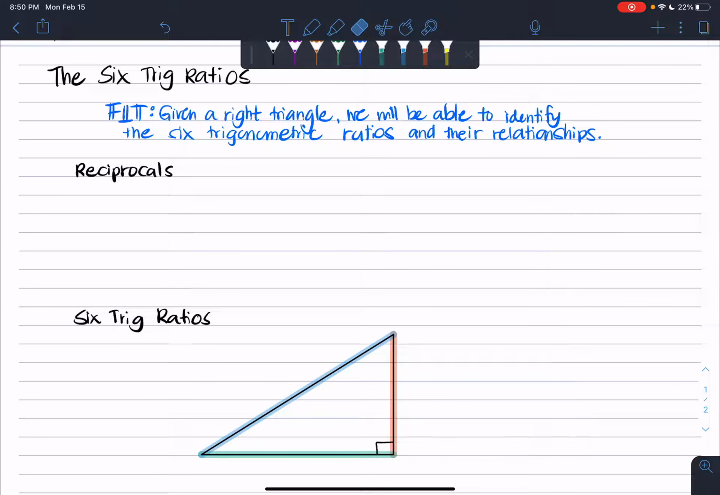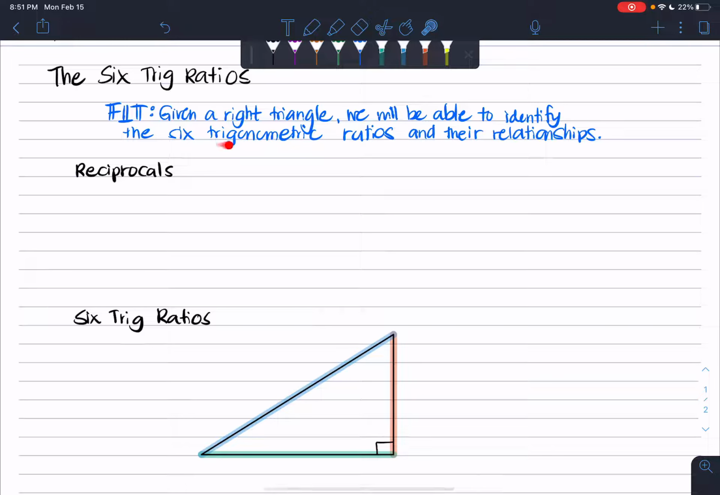Good morning, everyone. So what we are looking at today is called the 6 trig ratios. So let's look at our FLT. Given a right triangle, we will be able to identify the 6 trigonometric ratios and their relationships. So there are a couple of things I want to point out with this FLT.